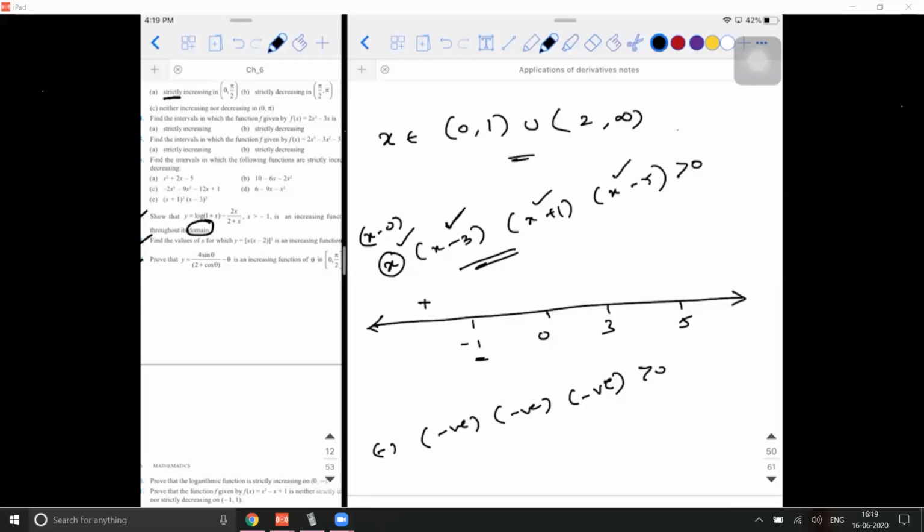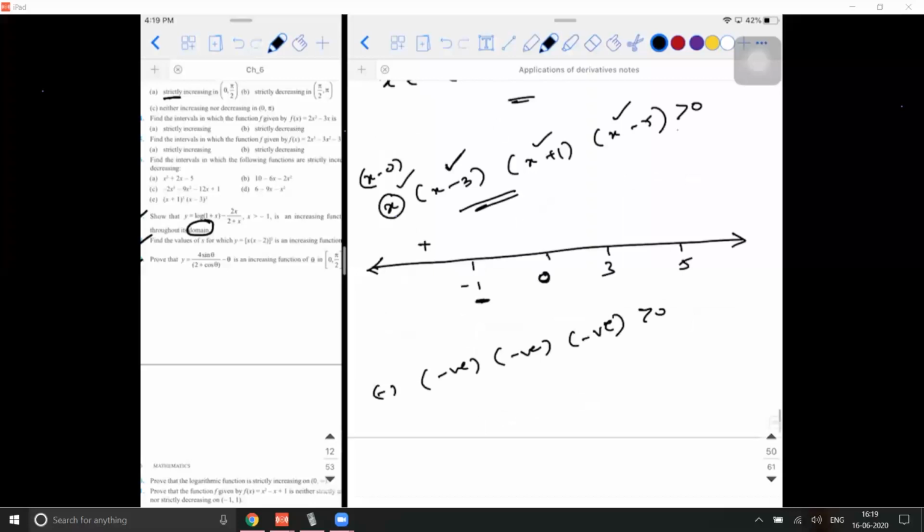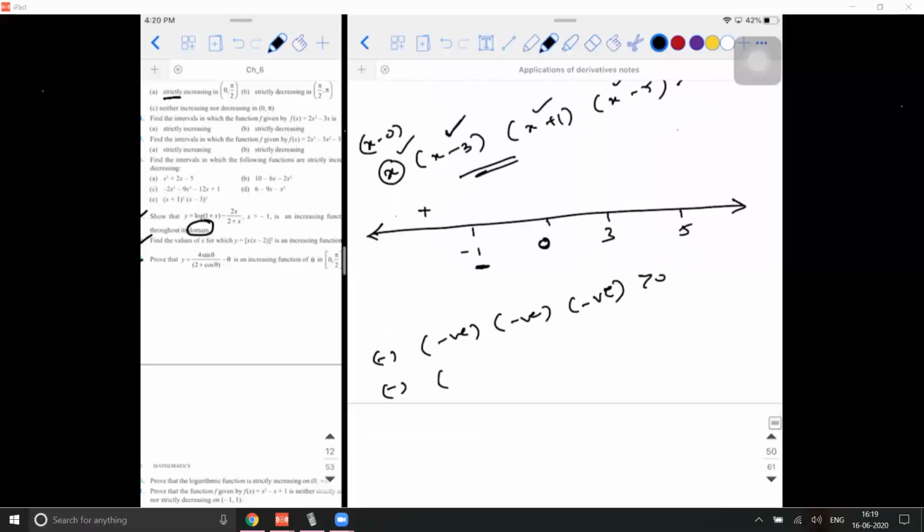Now what are you supposed to do? You need to check for a value between minus 1 and 0. So think of minus half. When I substitute minus half, x is negative, minus half minus 3 is negative, minus half plus 1 is positive, minus half minus 5 is negative. So 3 negatives into 1 positive is negative. So I'll put a minus sign. You're able to understand? Like this, you're supposed to check for others also.